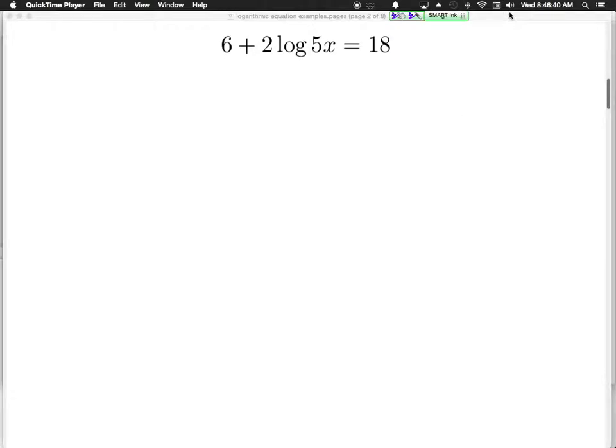All right, another one similar to that. I have 6 plus 2 log of 5x equals 18. Subtract 6. Again, it's a situation where I have one log, so I want to get it by itself, so I subtract 6. Which gives me 12, and then what do I do? Divide by 2, so I have log of 5x equals 6.